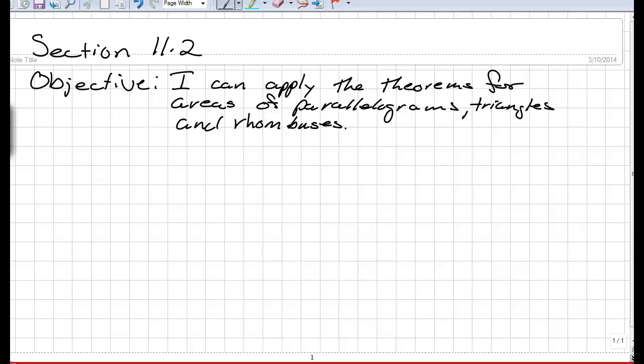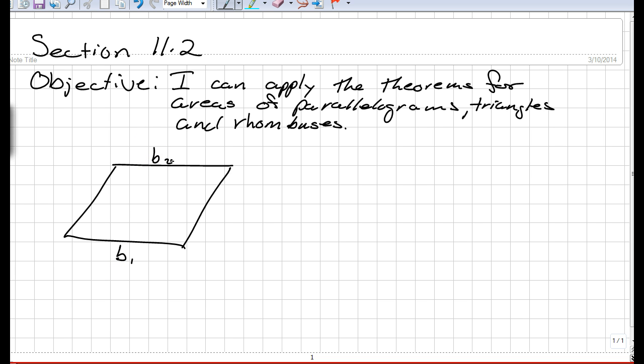Section 11.2. Our objective today is I can apply the theorems for areas of parallelograms, triangles, and rhombuses. So with a parallelogram, so let's say I have this parallelogram. The base, any side can be the base. So this could be base 1, this is base 2.